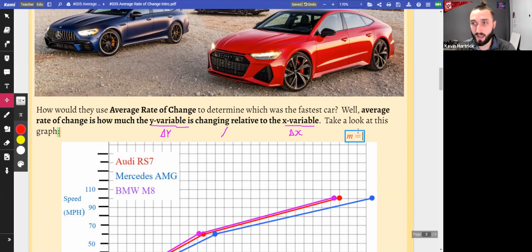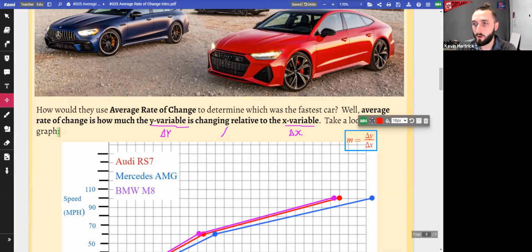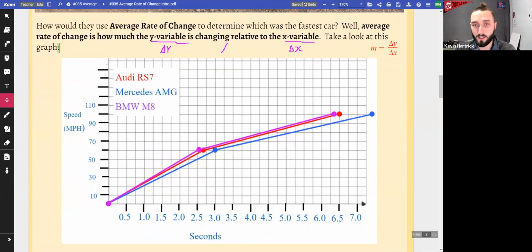So remember, the average rate of change is delta y, or the change in y's, over the change in x. Okay, so how much the y's are changing and how much the x's are changing. Now, in order to figure that out, we need some data points. So let's take a look at the graph.